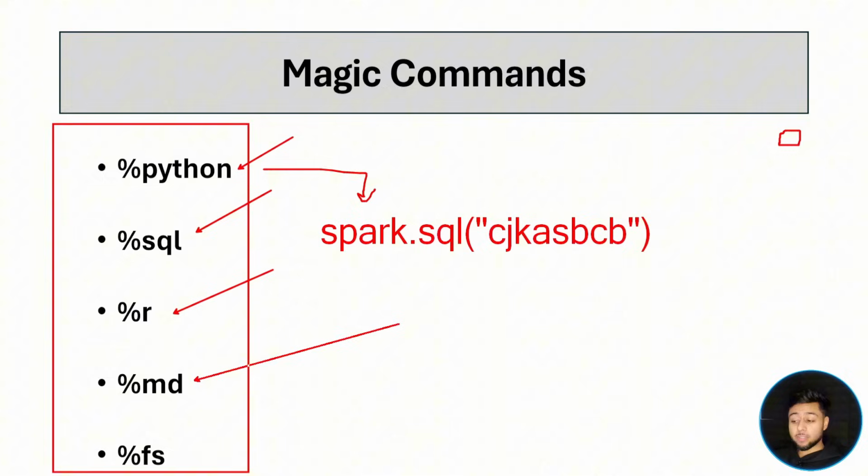Then we have %md. As we all know, that markdown command is for comments, headings, titles. And then this is %fs. This is a very useful command called %fs. Within this, we used to just test our connections. We used to just list all the files. It is called file system. So I personally do not like using %fs.